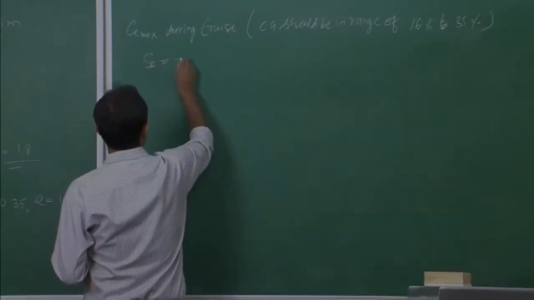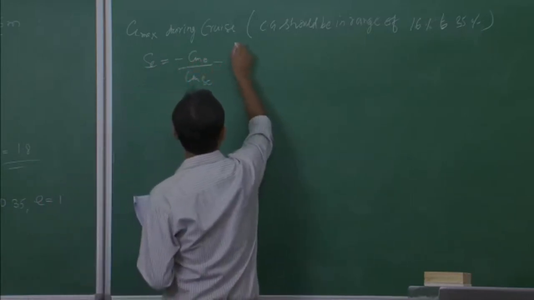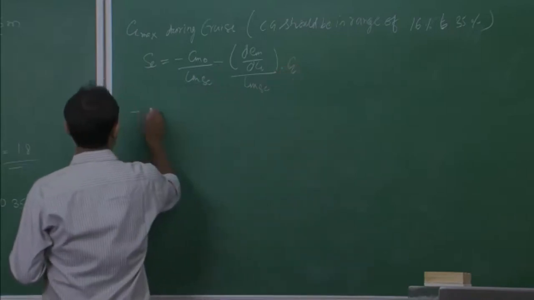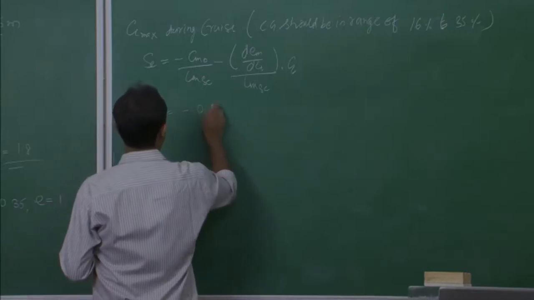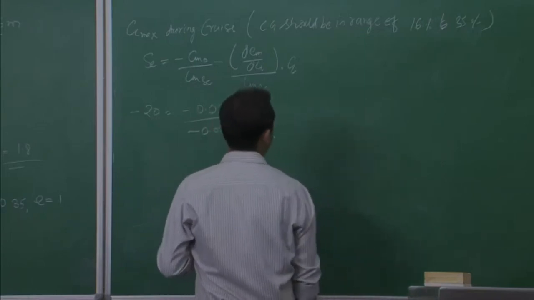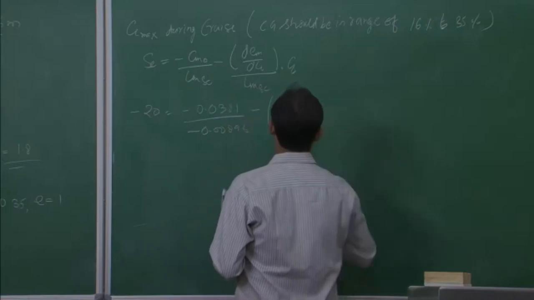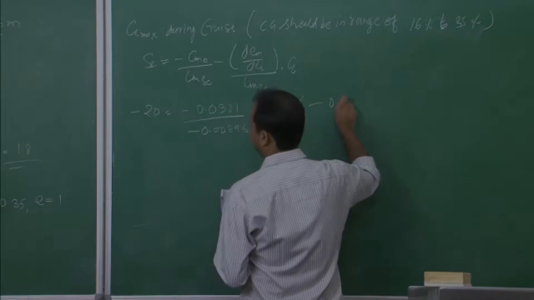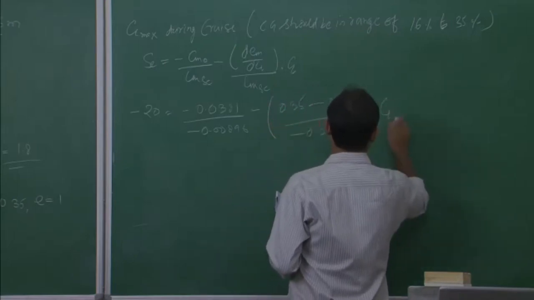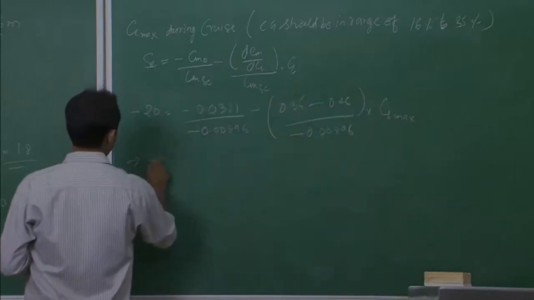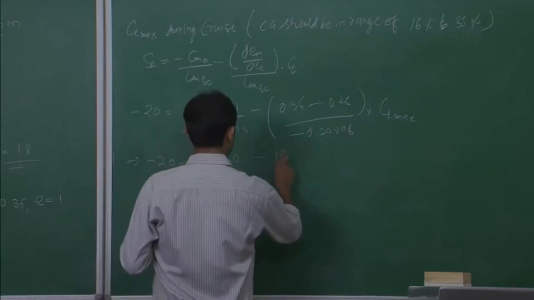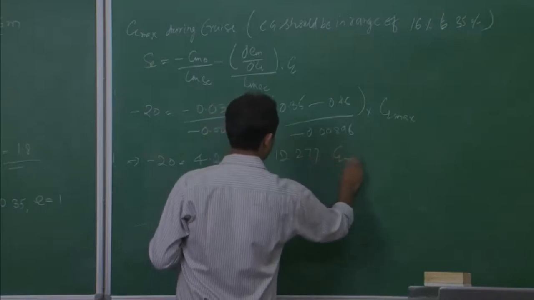Same formula, that is delta E equals minus CM naught by CM delta E, minus dCM by dCL by CM delta E into CL. Substituting delta E minus 20, CM naught we have already calculated, 0.0381, by minus 0.00896, minus, I'll take the maximum range of CG, that is 0.35 minus 0.46, by minus 0.00896, CL max I have to calculate. So this will be minus 20 equals 4.252 minus 12.277 into CL max. Please check these numbers.